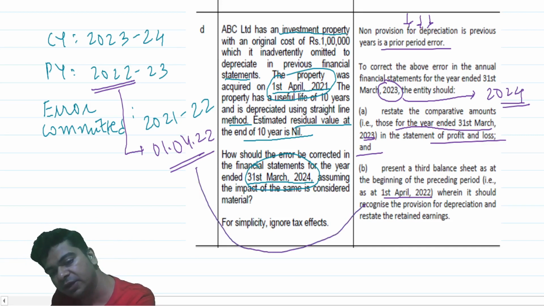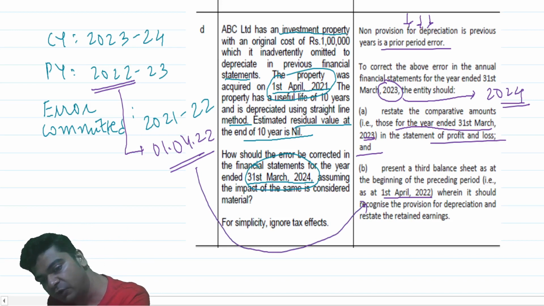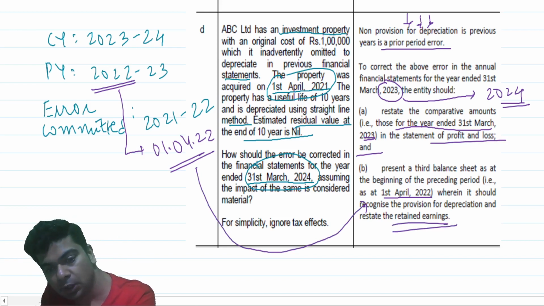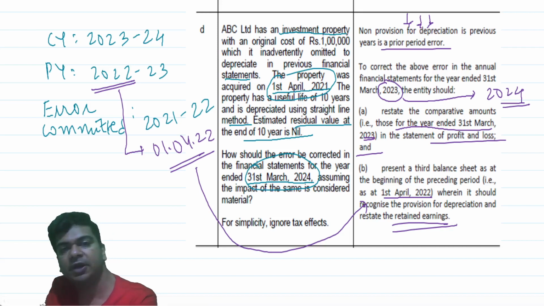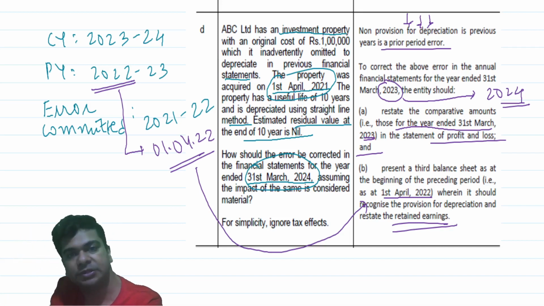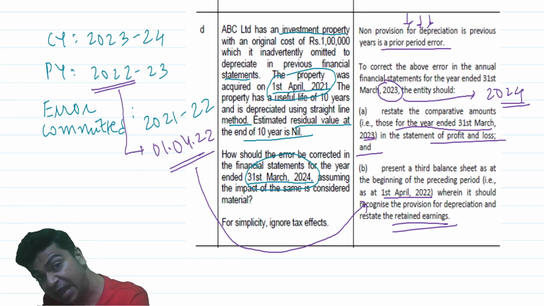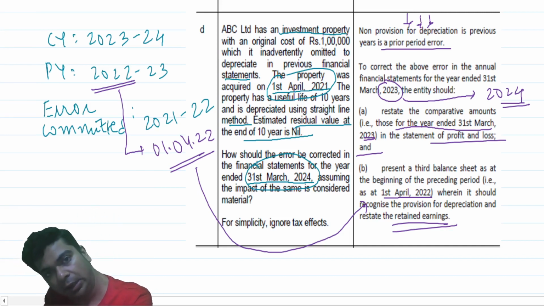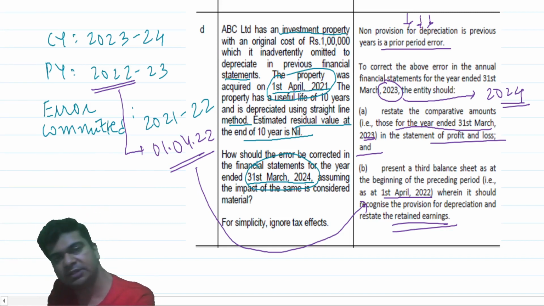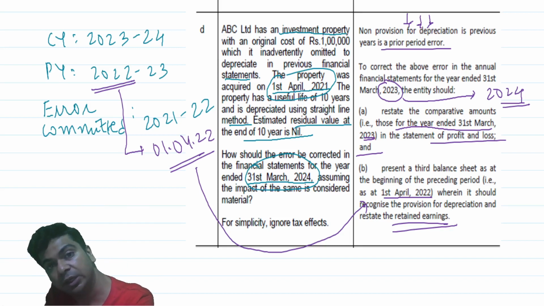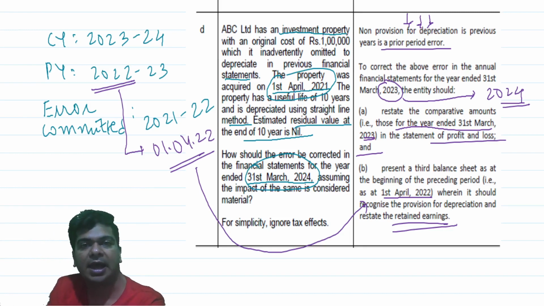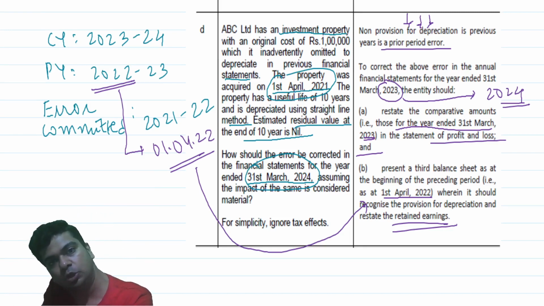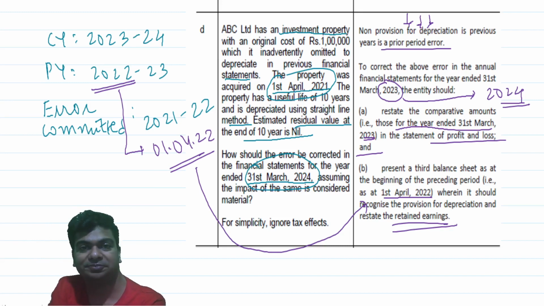Right? That's exactly what we had discussed here, wherein it should recognize the provision for depreciation and restate the retained earnings. This can even give rise to certain deferred taxes because there can be temporary differences over here, and that's the reason they are saying that for simplicity ignore the tax effects. Otherwise, if tax rate is given, then you will also have to consider what will be the tax impact. Your current tax liabilities can change, your deferred taxes can change, and accordingly you may have to make revision even in your deferred taxes. But for simplicity, they are saying that you should ignore the tax effect. But yes, the end conclusion is that a third balance sheet is necessary.